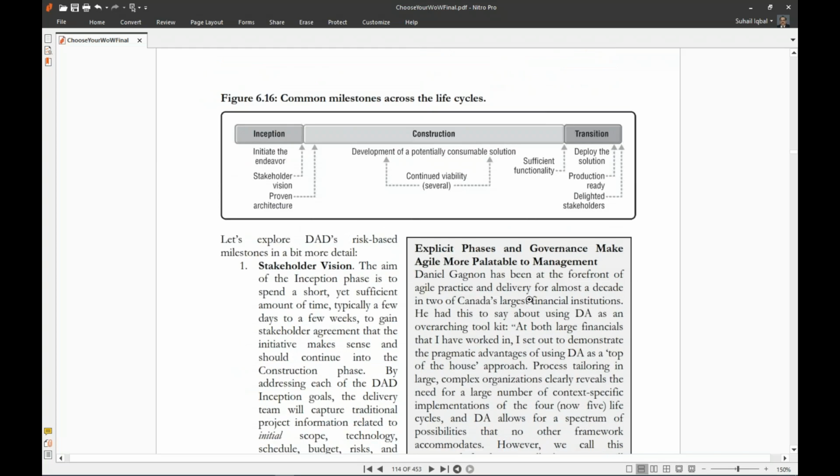Looking at figure 6.16, common milestones across the life cycle. At inception, when we initiate the endeavor, we have the stakeholder vision and proven architecture. In construction, we are doing the development of a potentially consumable solution. Continued viability is throughout the construction. And at the end of the construction, we have sufficient functionality. And at the end of the transition, we deploy the solution, production ready, and delighted stakeholders.